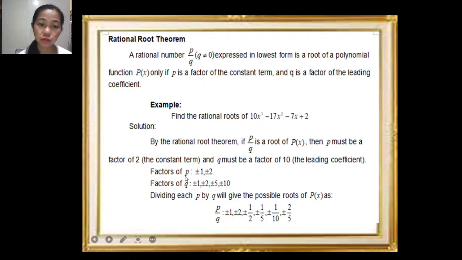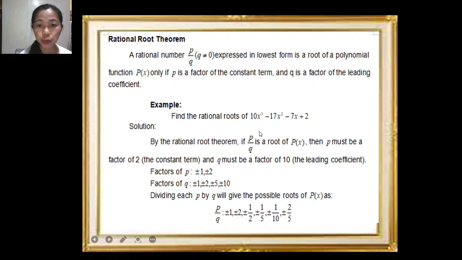I-factor natin yung P. Di ba yung P natin ay 2. Ano yung mga factors ng 2? Positive and negative 1 and positive and negative 2. So, yun yung mga possible factors ng 2. I-consider natin yung positive and negative, hindi lang yung 1 and 2. So, pati si negative kasama.